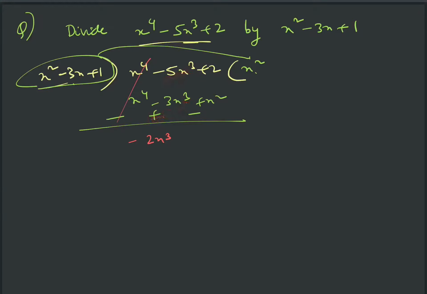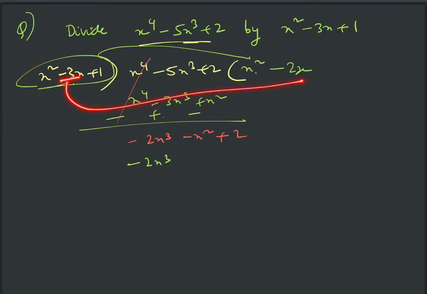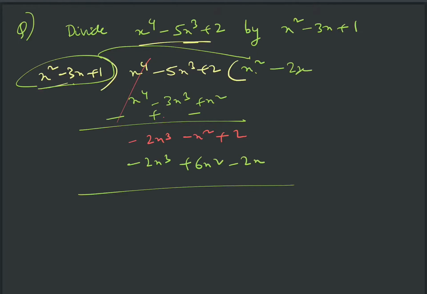So plus 3x cube minus 5x cube, it is minus 2x cube and minus x square, and this is plus 2. Now again you ask yourselves the question, what do you need to multiply x square with to get minus 2x cube? So you will get the answer that you need to multiply with minus 2x. So then you get minus 2x cube, right? x square into minus 2x cube, minus 3x into minus 2x, you will get plus 6x square, and plus 1 into minus 2x, you get minus 2x.